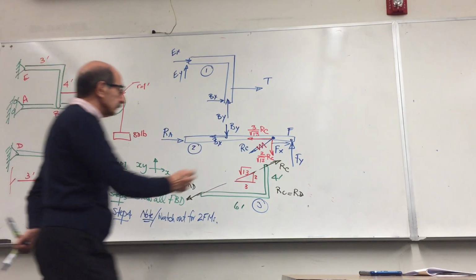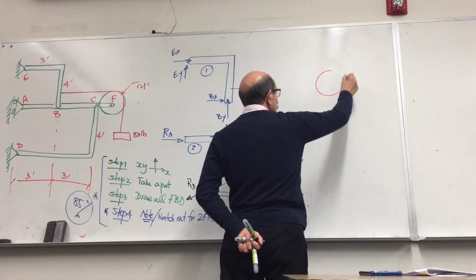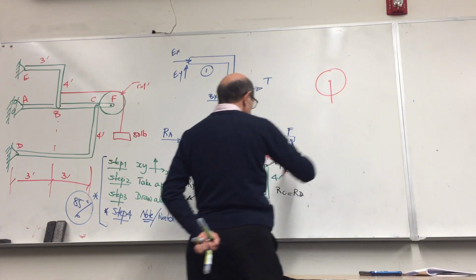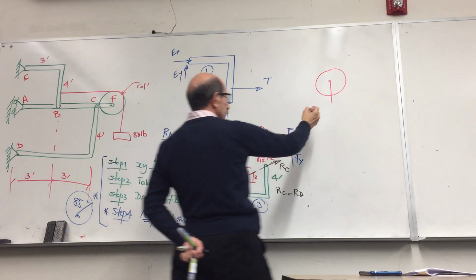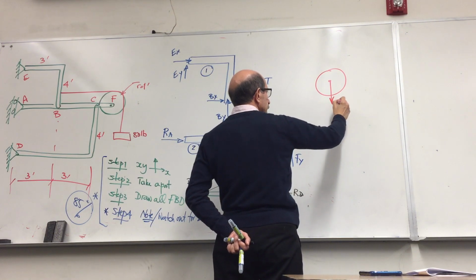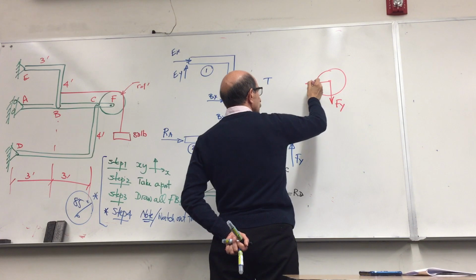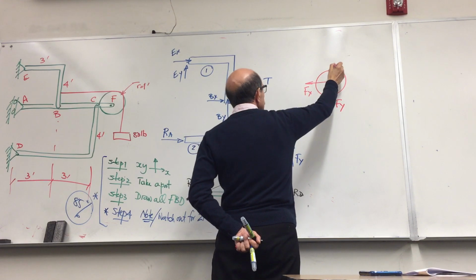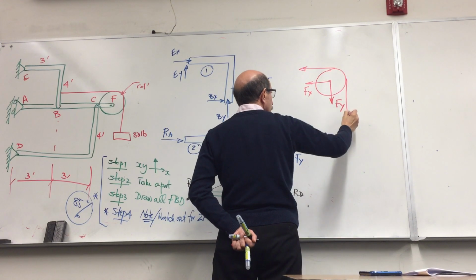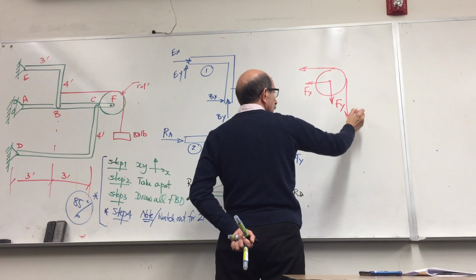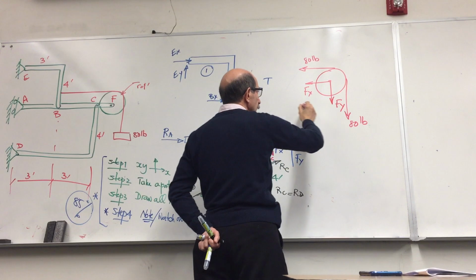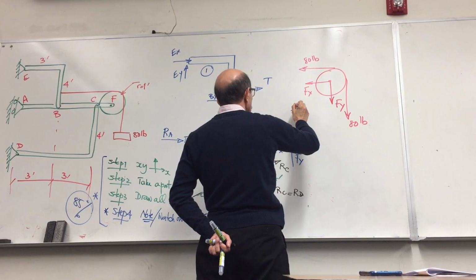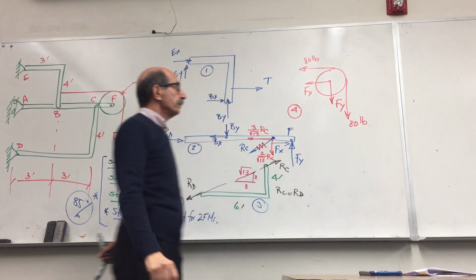One more free body diagram left, and that is for this member, the pulley. We have assumed these forces in those directions on this one, so this has to be on the pulley like this and like this. Now this applied load of 80 pounds, obviously this would also be 80 pounds. So this is free body diagram 4.